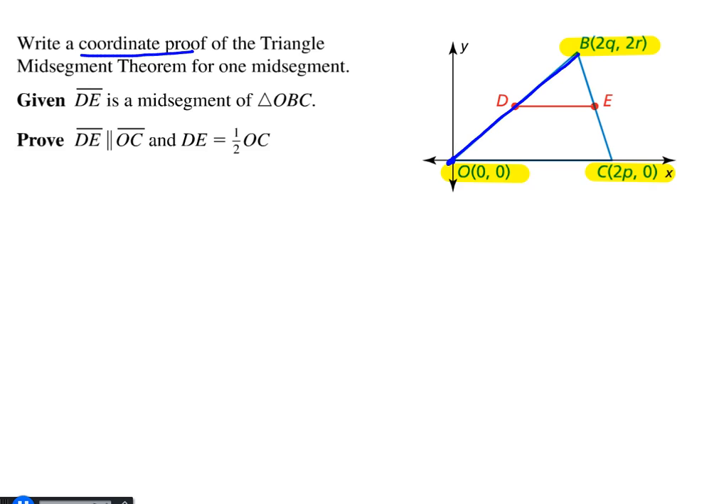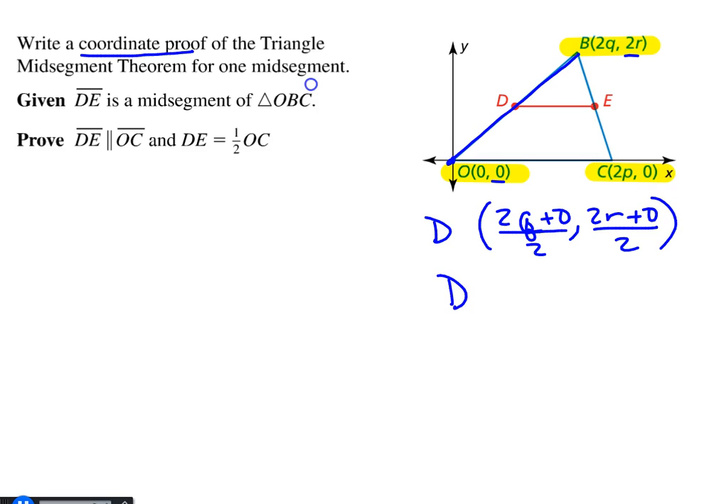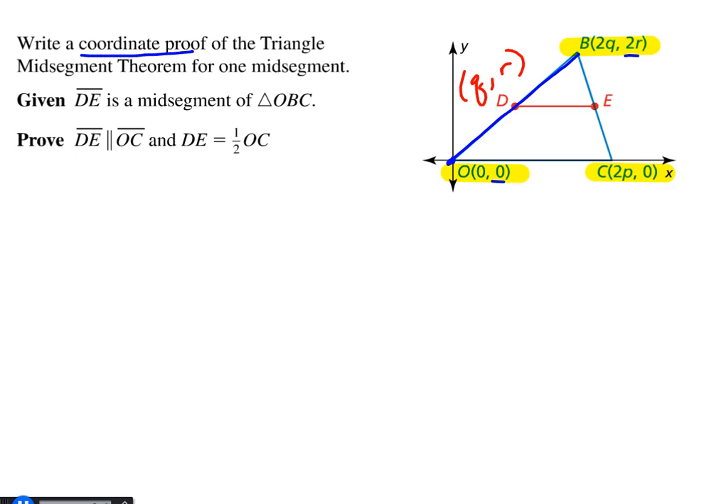of OB. So to find D, since it's a midpoint, we're going to do 2Q plus 0 divided by 2, and then 2R plus 0 divided by 2. And so we get the coordinates of D are 2Q divided by 2, which is Q, and 2R plus 0, 2R divided by 2, which is just R. So the coordinates for D are Q, comma, R. So every time we would use a number, now we're going to use these variables.